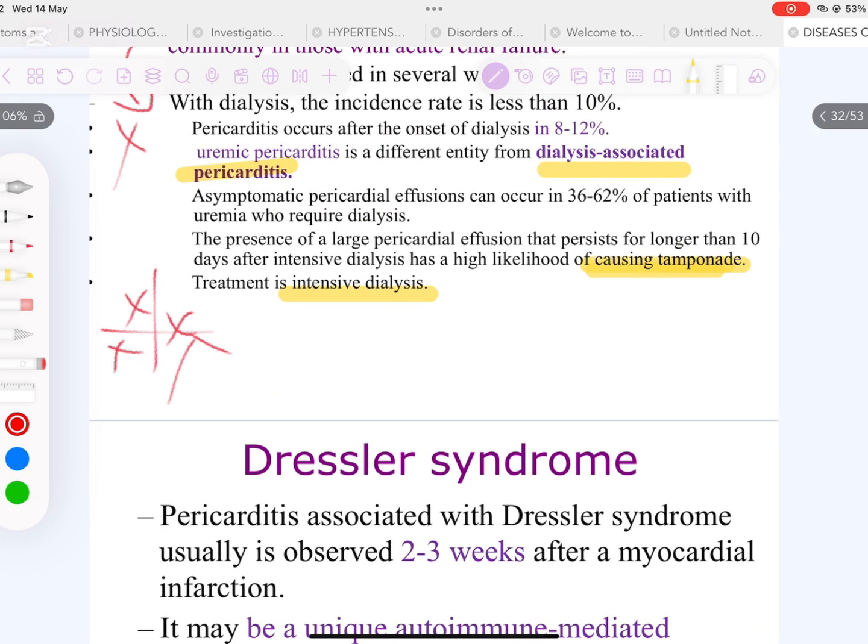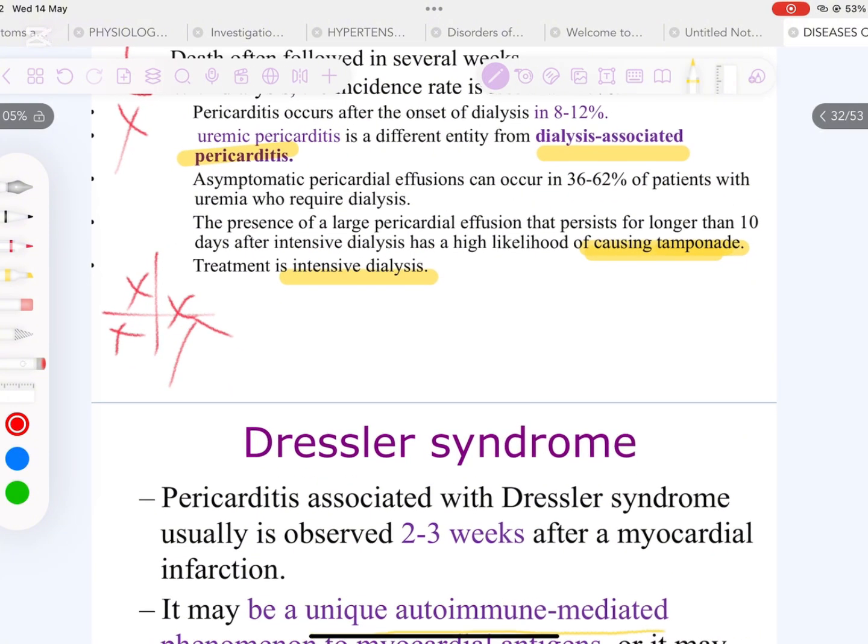Take notes. Asymptomatic pericardial effusions can occur in 36 to 62% of patients in uremia. So the main point is uremia can cause pericarditis, especially if there's no dialysis to remove it, and especially if it's in chronic kidney diseases. The presence of large pericardial effusion that persists for longer than 10 days after intensive dialysis, in fact, if there is pericardial effusion and it's still increasing, you should start expecting cardiac tamponade very soon, like compression of the heart.